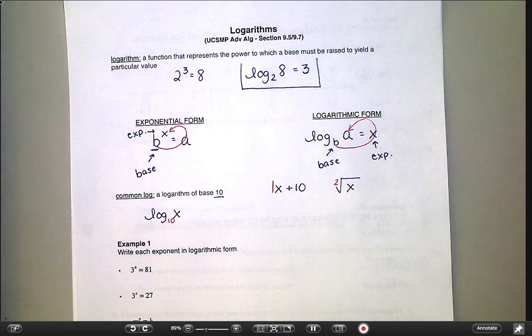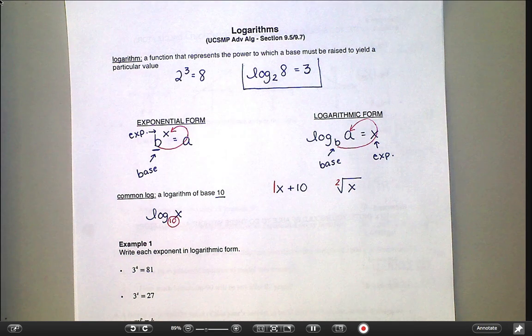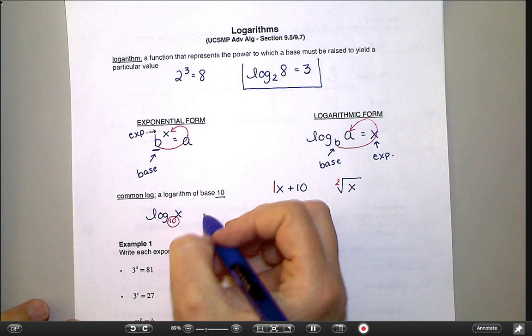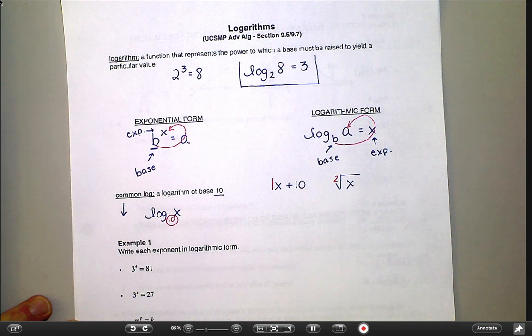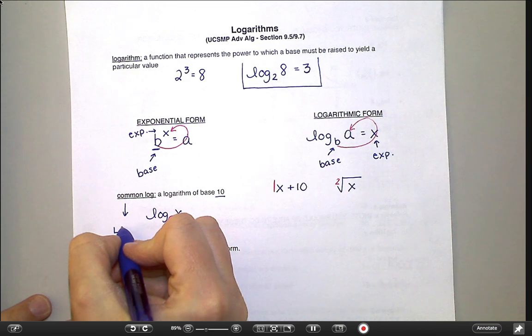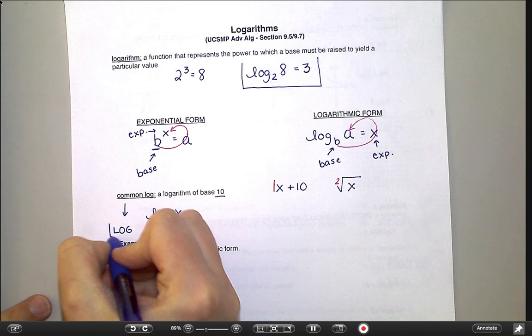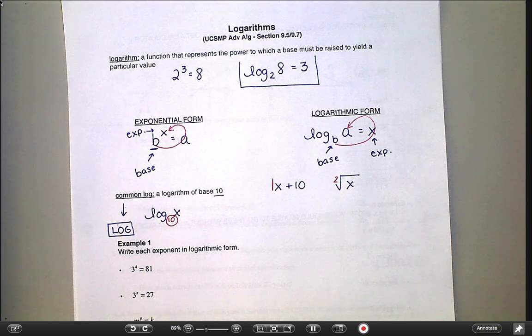So the common log is the one that you kind of assume by default. Now, the common log is important for a couple of reasons mathematically, but why it's important to you is this is the one that is found on your calculator, okay? If you look at the left-hand side of your calculator, you should see a log button, okay? And that log button is doing a common log. That's the one that your calculator is designed to do for you.